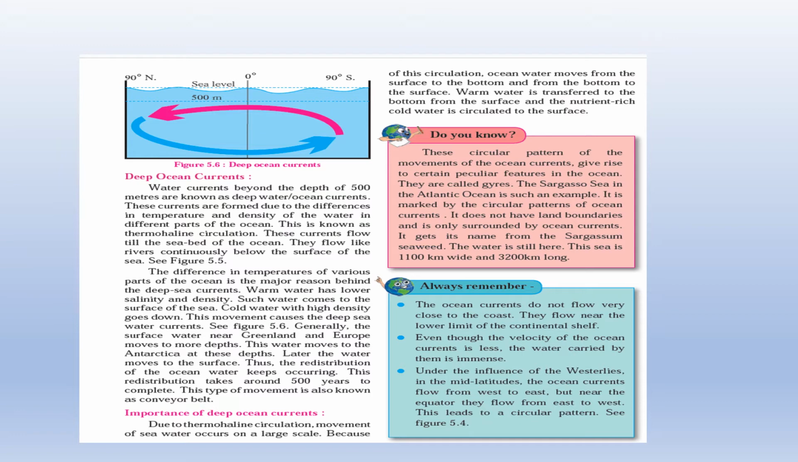Because of this circulation, the ocean water moves from the surface to the bottom and from the bottom to the surface. Warm water is transferred to the bottom from the surface, and the nutrient-rich cold water is circulated to the surface. This helps to develop different types of ecosystems, and a large number of marine organisms thrive.